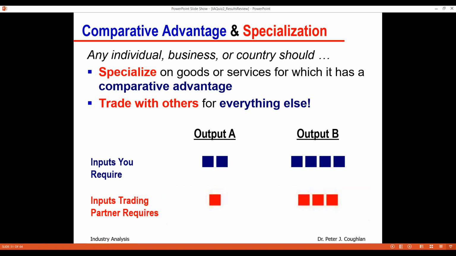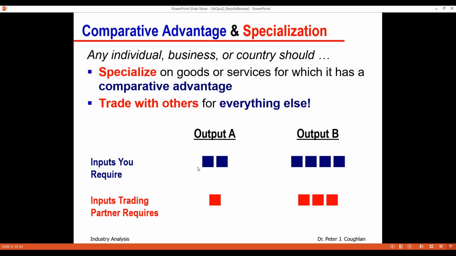Well, think about output A. For me to produce output A, it takes 2 hours. Now, if I wasn't producing output A, what would I do with those 2 hours? I could work on output B, and I could produce half of an output B, because it takes me 4 hours to produce output B. Meanwhile, if my trading partner was not producing output A, he or she would be able to produce 1/3 of an output B, because it would be 1 hour and it takes him 3 hours for output B.